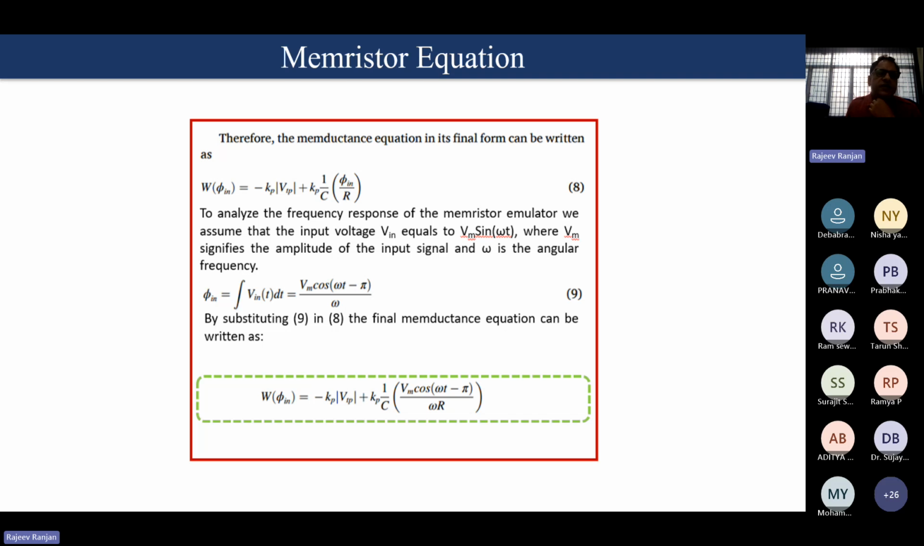To analyze the frequency response of the Memristor emulator, we assume that the input voltage equals Vm sin omega t, where Vm signifies the amplitude of the input signal and omega is the angular frequency. Fine. So which is equal to Vm cos omega t minus pi omega, substituting equation 9 into 8. So the final Memristor equation is written as minus Kp by V plus Kp on 1.c Vm sin omega t minus pi into omega r. This is the final Memristor equation.